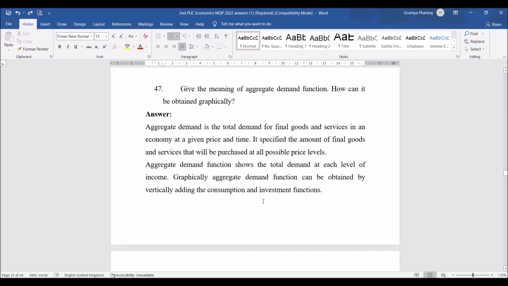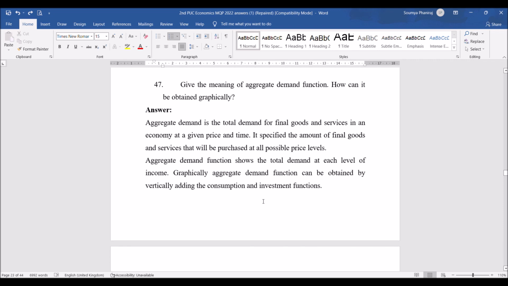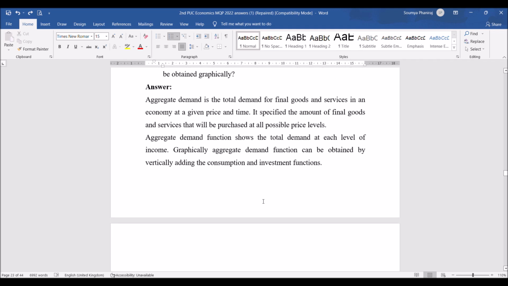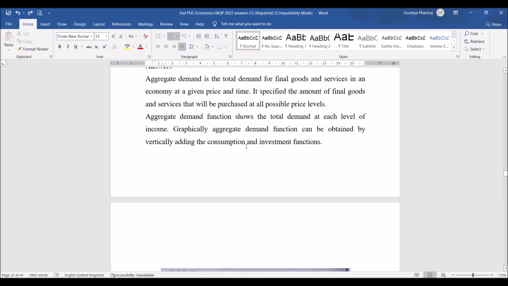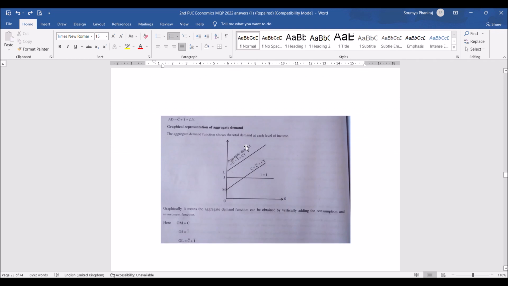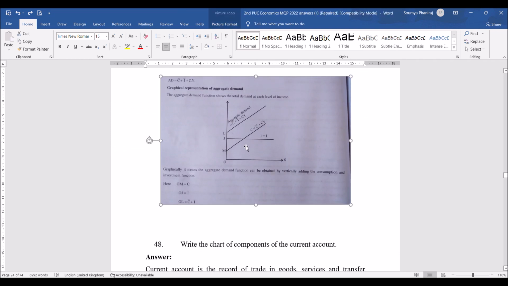47th question, give the meaning of aggregate demand function. How can it be obtained graphically? So aggregate demand is the total demand for final goods and services in an economy at a given price and time. It specifies the amount of final goods and services that will be purchased at all possible prices. So this is the graph of an aggregate demand. This is one of the important chapters in economics. You need to practice this well, because you will definitely get a 4 marks question on this aggregate demand.